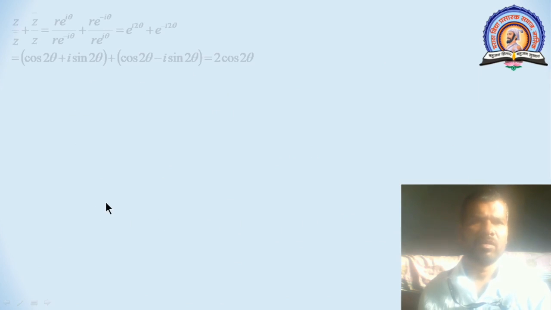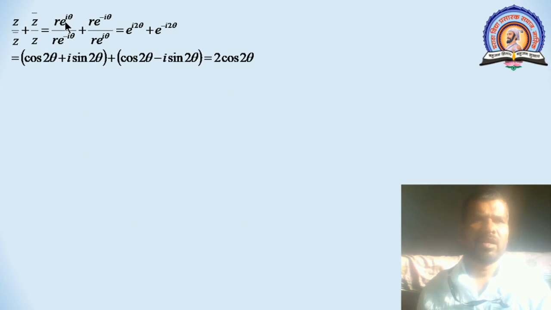We have R e raised to i theta upon R e raised to minus i theta, because Z bar is R e raised to minus i theta, plus R e raised to minus i theta upon R e raised to i theta. The R gets cancelled. By using laws of indices, we will get e raised to i2 theta plus e raised to minus i2 theta.